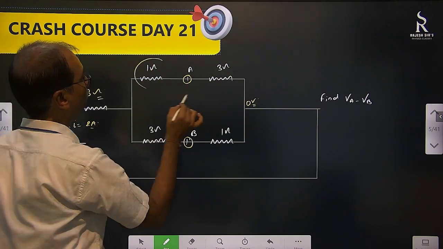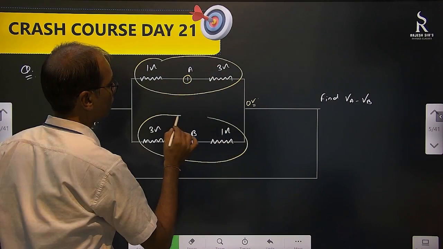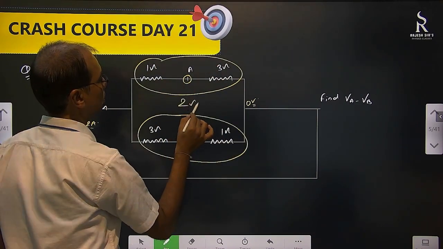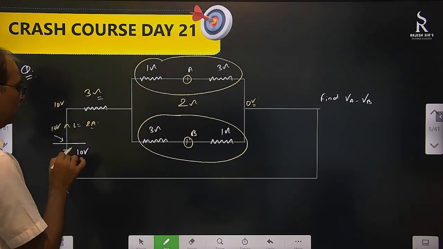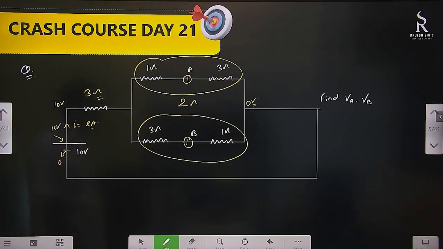Again, this is 4. This is 4. The net resistance is 2. 2 ohm plus 3 ohm, 5. And battery is of 10 volts. So current will be 2 ampere.